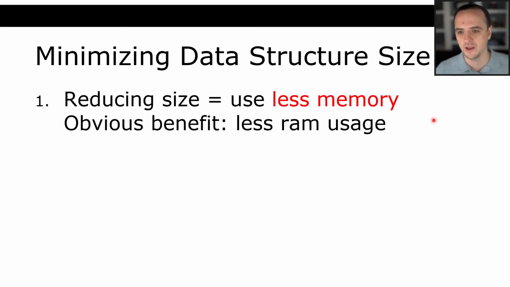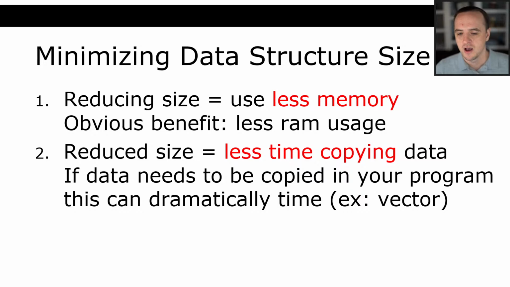A few of those ways: if you reduce the size of your data structures, you use less memory, so you use less RAM. That's obviously good, right? We want to use less memory. But also, reduced size means less time copying data. If data needs to be copied in your program, this can dramatically reduce the running time of your program. For example, if you're storing things in vectors and you run over the size of a vector, your vector has to resize and you have to copy all the data in that vector. So if you have less data to copy, this can mean less time copying as well.